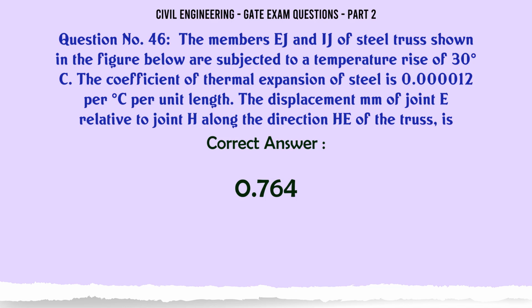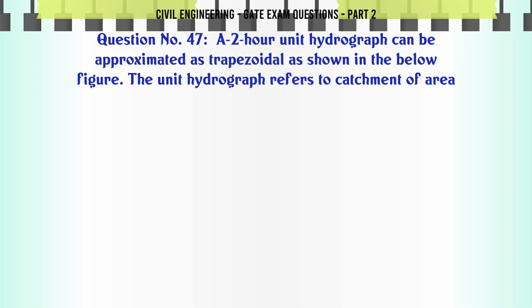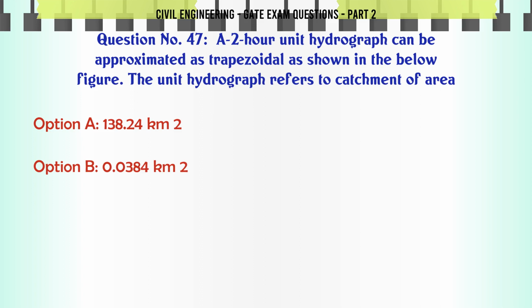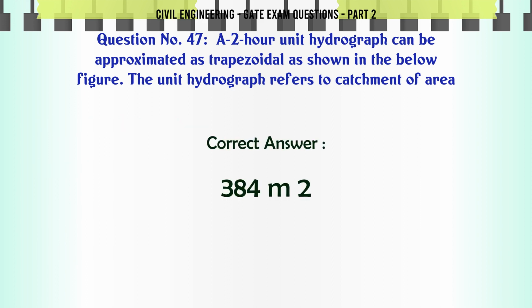0.764. A 2-hour unit hydrograph can be approximated as trapezoidal as shown in the below figure. The unit hydrograph refers to a catchment of area A 138.24 km², B 0.0384 km², C 384 m², D 3840 m². The correct answer is 384 m².